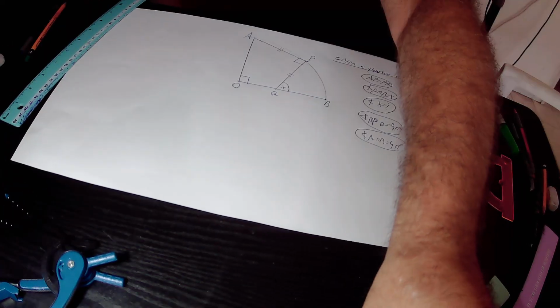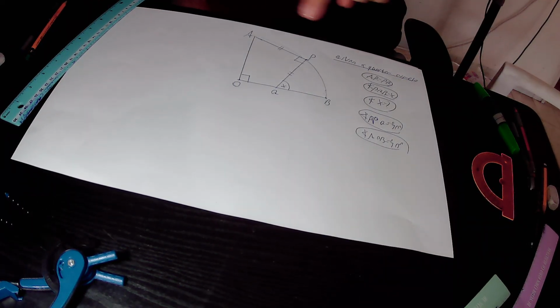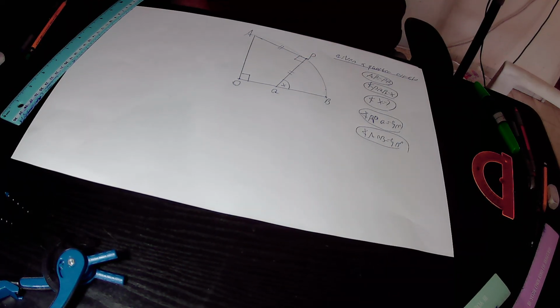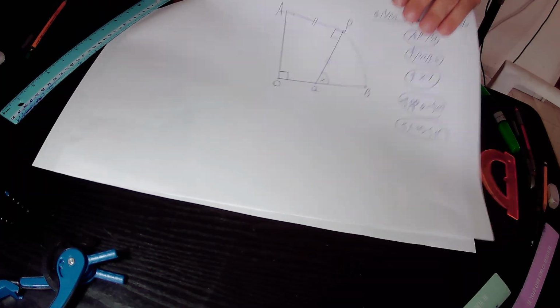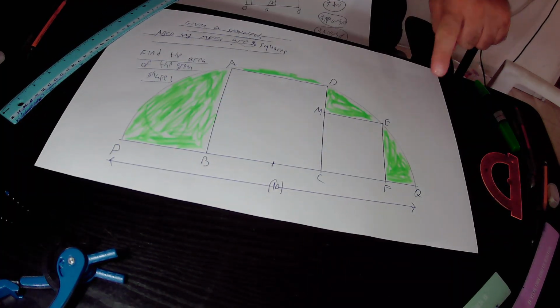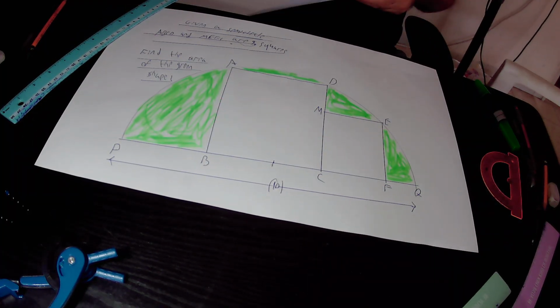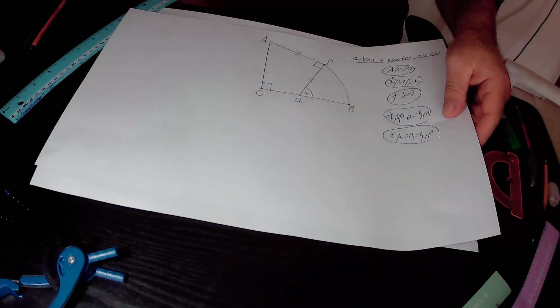And now in this lecture I'll answer two questions. In the first question we find out the size of this angle x, and in the second question we find out the area of the green shape. So let's start with the first question.